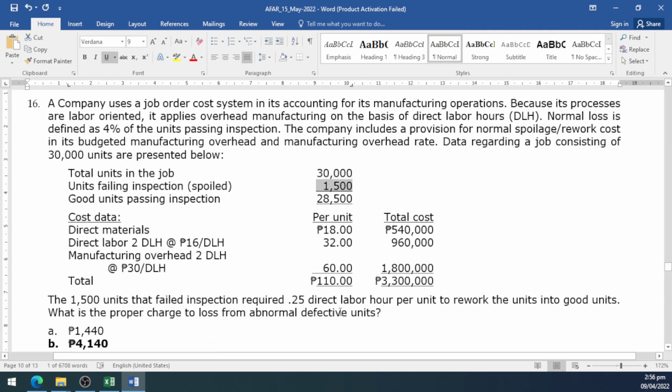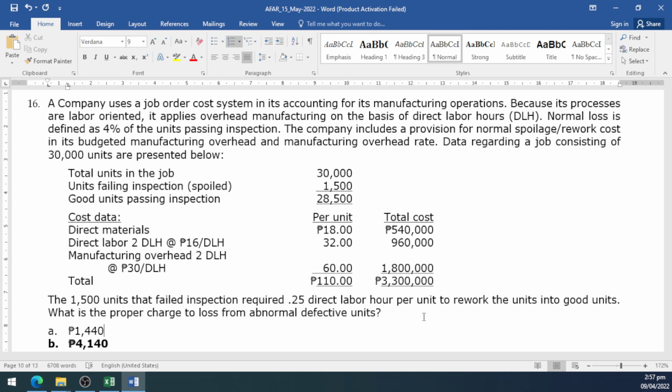Now, look at this. The units that failed inspection required 0.25 DL per unit to rework. What we're discussing here are the abnormal defective units, the 360. Okay? Well, no materials incurred. Labor lang meron. Kung merong labor, meron ding overhead yan. So, 360 times 0.25, 90 hours is required to rework.